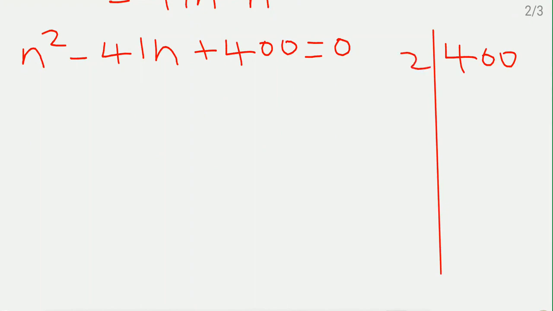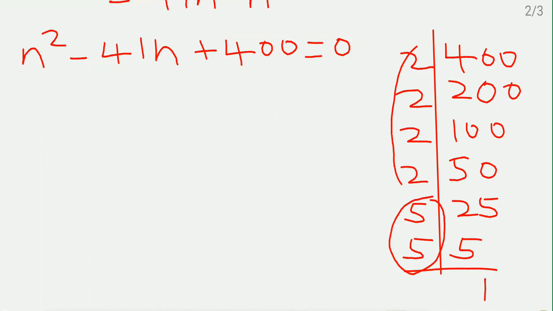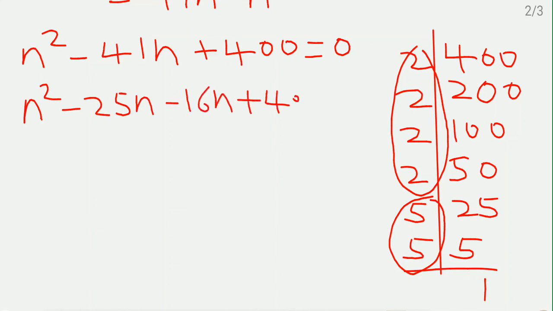Here we'll divide it by 2. So we get 200. Then 2 we get 100 here. Then 2 we get 50 here. Then 2 we get 25. Then 5, 5 and 5. We will just group these factors. 5 5s are 25 and this one is 16. 16 into 25, if you do, we get 400. And the sum we get 41. Correct? So here I'll write down n square minus 25n minus 16n plus 400, which is equal to 0.